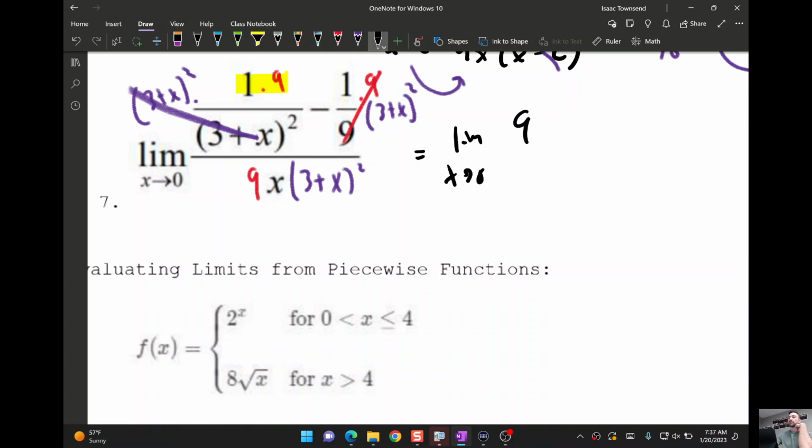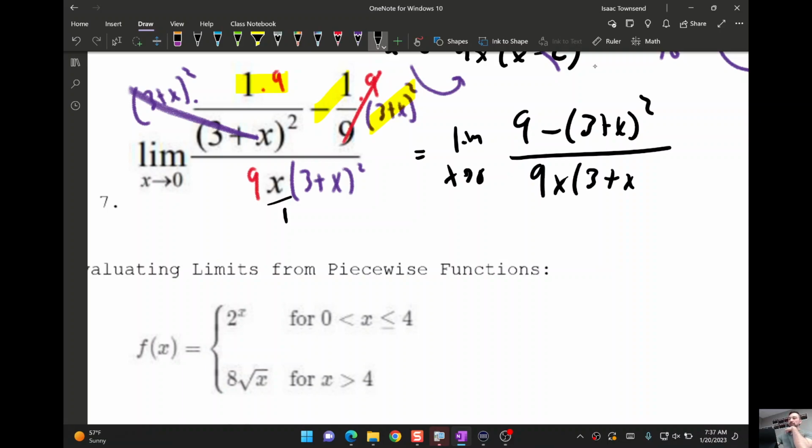1 times 9, and I was left with -1 times 3 plus x squared. And in the denominator, if you want to think of this as over 1, it didn't have anything to cancel out with, so the denominator ended up with all of that stuff. The x that it started with, the 9 that I multiplied everything by, and the 3 plus x squared that I multiplied everything by.